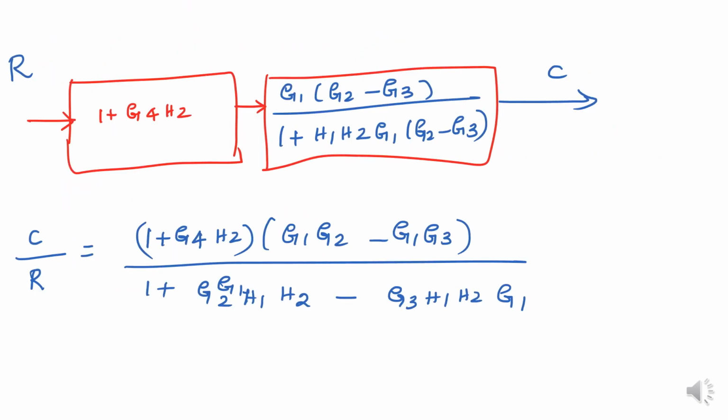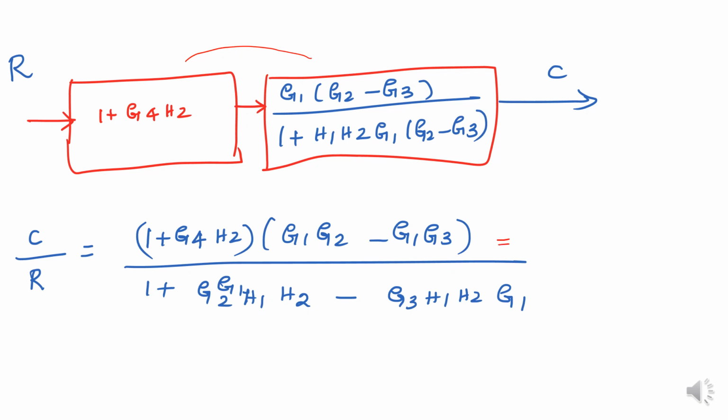Next, redraw it. Block number 1, 1 plus G4 H2. Block 2, G1 into G2 minus G3 divided by 1 plus H1 H2 G1 into G2 minus G3. Here both the blocks are connected in series. What is the resultant block? Multiplication of both the blocks. 1 plus G4 H2 is multiplied with G1 G2 minus G1 G3 divided by 1 plus H1 H2 G1 G2 minus H1 H2 G1 G3.